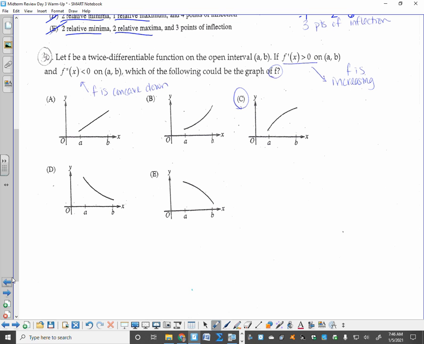Okay, number 30. Twice differentiable function, open interval a to b, f prime is positive. That means that f is increasing. So it can't be D or E. F double prime is negative, which means we're concave down. So it has to be C.